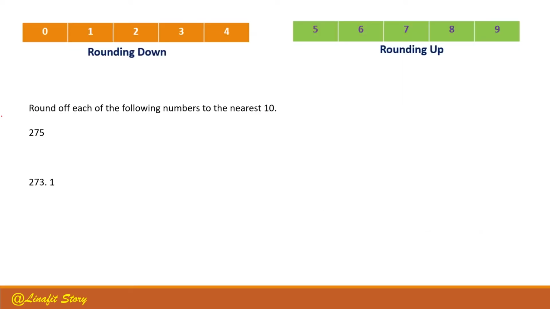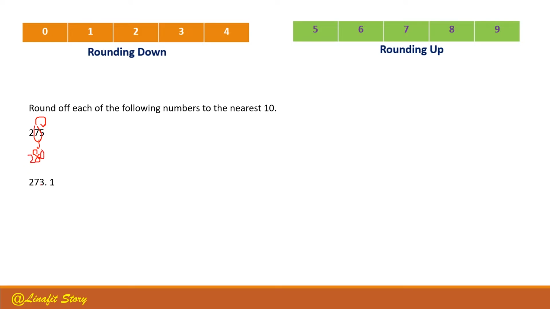Next, this one. Round off each of the following numbers to the nearest 10. In 275, the digit 7 is in the 10th place. And then, we must check the next digit on its right. If it is 5 or more, we must round up by adding 1 to the digit in the 10th place. So 7 plus 1 is 8. And then, put the 0 in the 1's place as a placeholder. So the answer is 280.